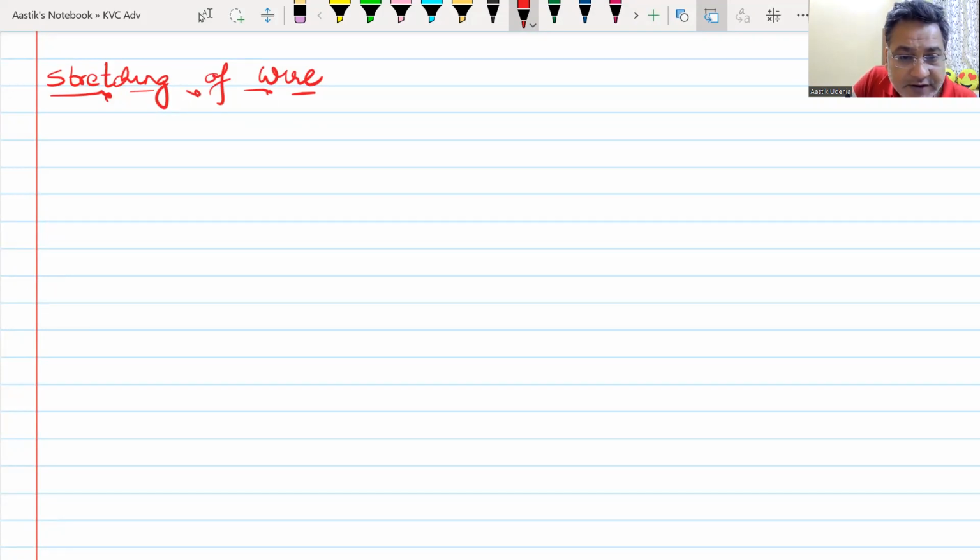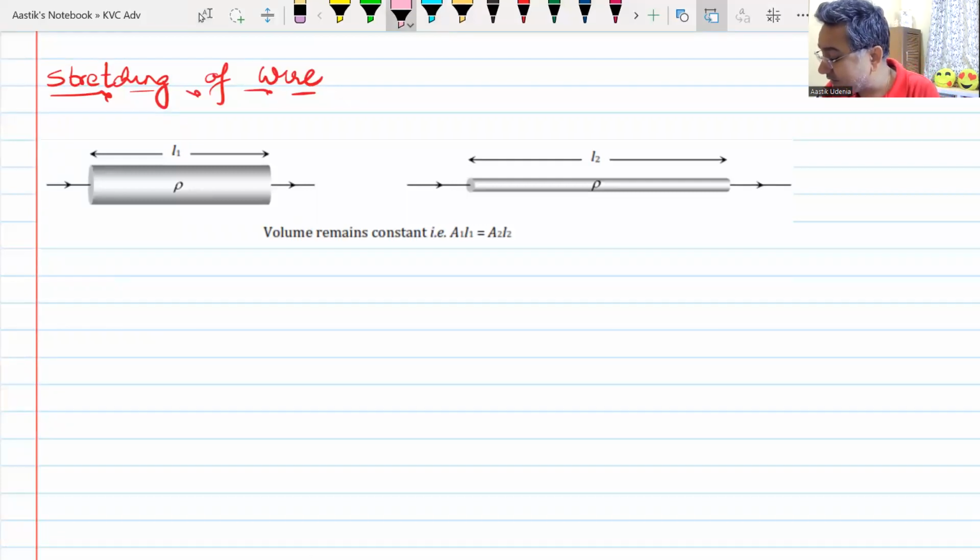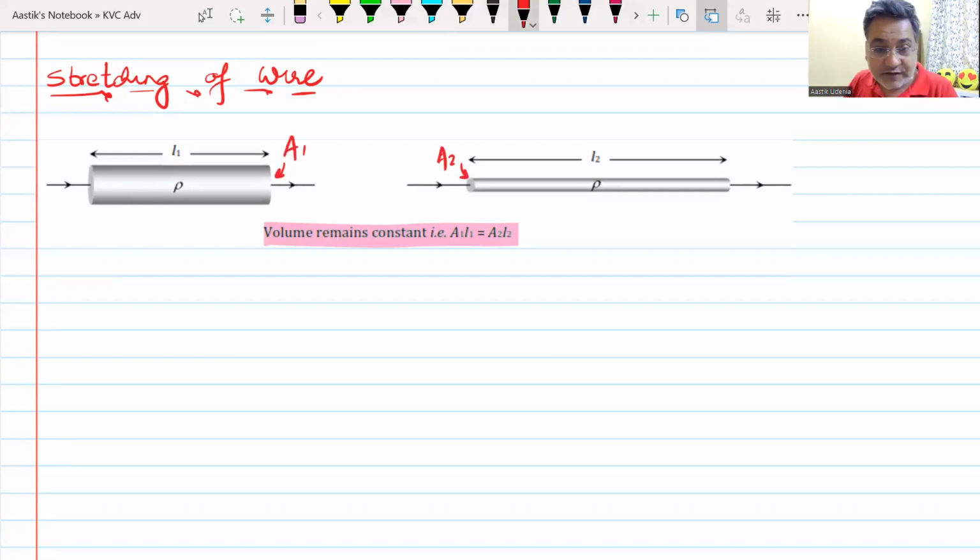Now remember, when the wire is stretched, one thing of the wire will remain same. What will remain same? The volume of the wire remains same. Do we understand this? Yes, sir. A1 is the initial area of cross section. A2 is the final area of cross section. We must understand that A1 into L1 will be equal to A2 into L2. Do we understand this? Yes, sir.